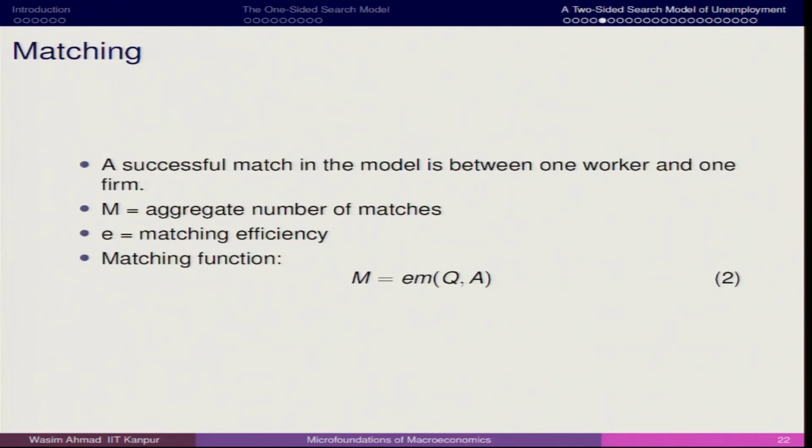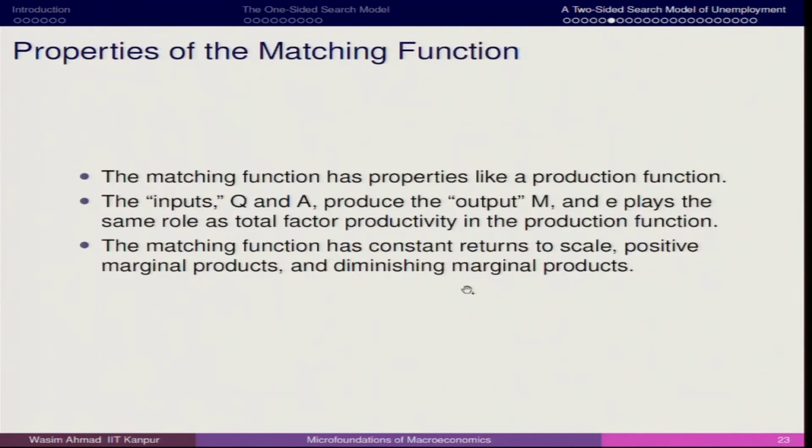So, in that case it becomes really important to note how we are going to decide. If we are talking about matching efficiency, E is the matching efficiency and M is the aggregate. Here we have M = E·M(Q, A). Q is the number of individuals looking for a job, A is the number of firms posting jobs. So, the matching function is decided by this.